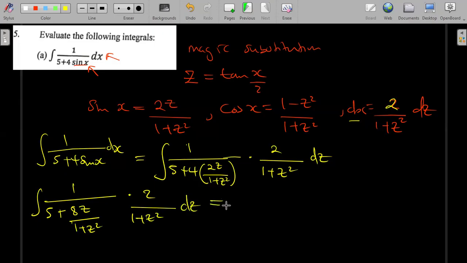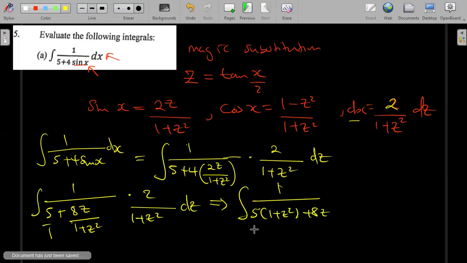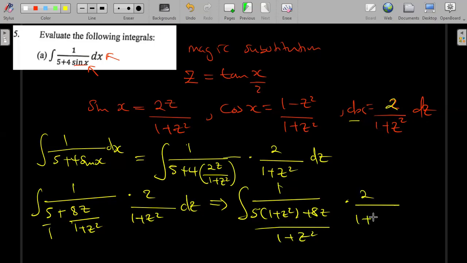Next step, I want to make this into a single fraction at the bottom. So I have the integral of 5 multiplied by 1 plus z squared, plus 8z, all divided by 1 plus z squared. This is what I have, still multiplied by 2 over 1 plus z squared dz.